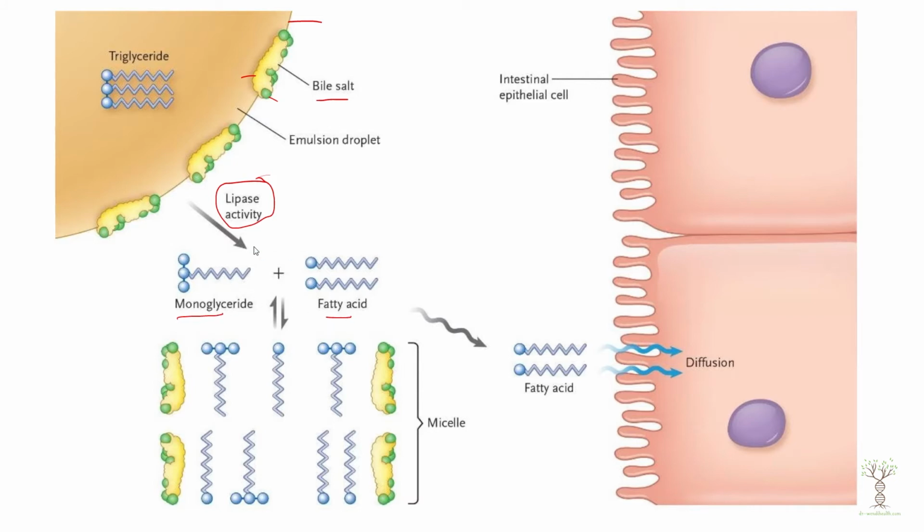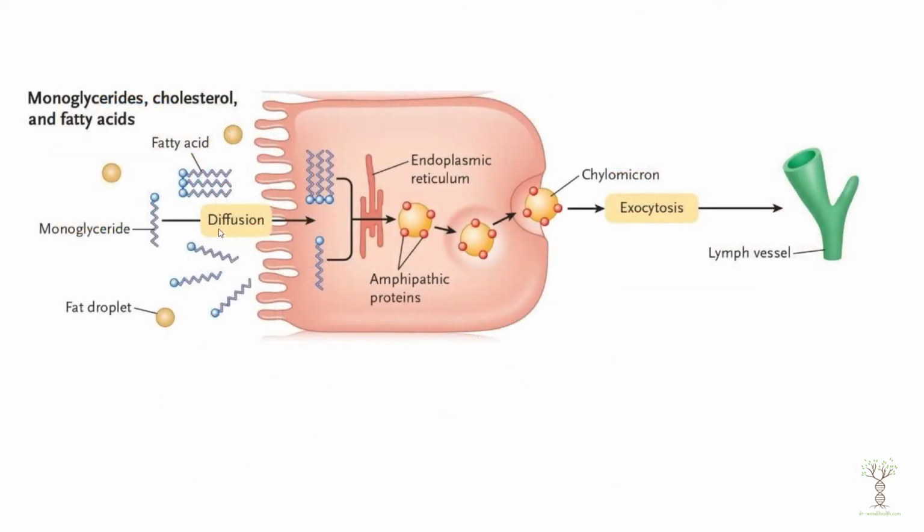Now, these individual broken down building blocks will stay in very, very small droplets called micelles. Now, these can simply diffuse across the membrane. They do not need a membrane protein. Once these fats have diffused into the epithelial cell, now it is a little bit different from the other nutrients.